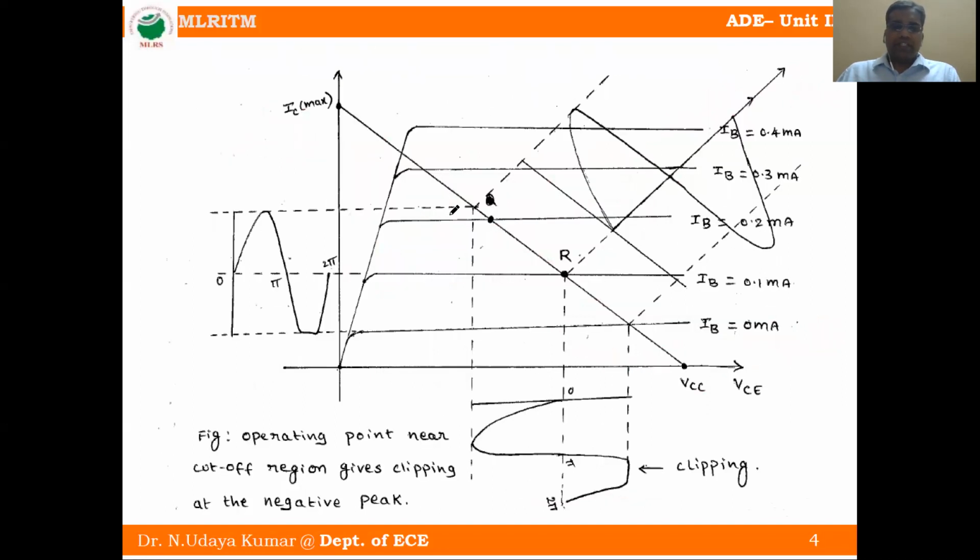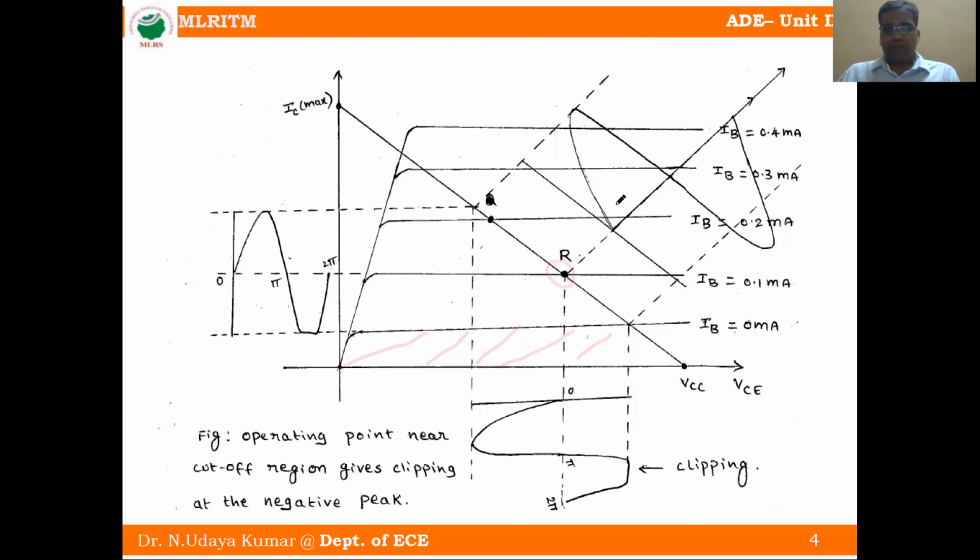So in the previous one, the Q point is fixed nearer to the saturation region. In this graph, the Q point is fixed nearer to the cutoff region. This region is called the cutoff region. So this is the Q point. Q point is fixed nearer to the cutoff region, whereas in the previous one, the Q point is fixed nearer to the saturation region. Now this Q point is fixed nearer to the cutoff region.